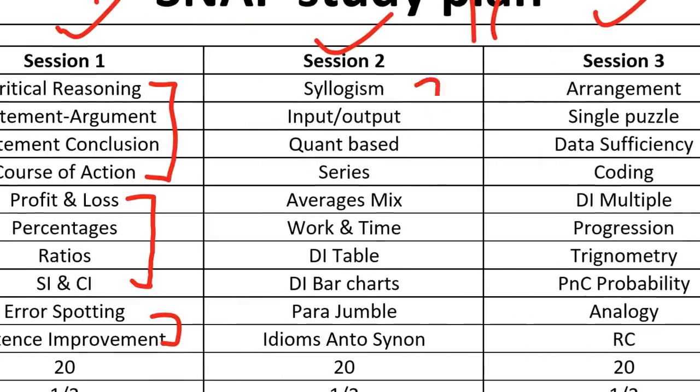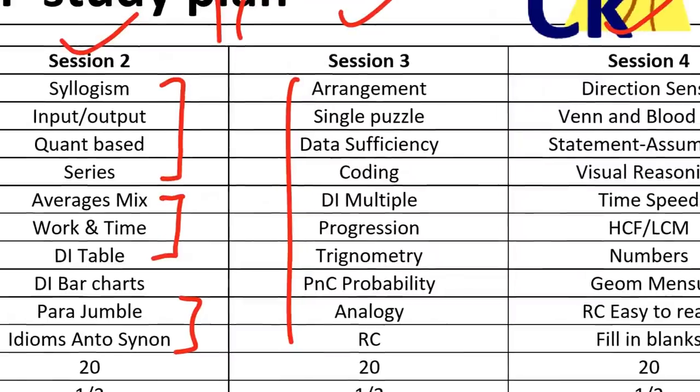Then we move to session 2, in which we'll go into a more detailed logic section: averages, mixtures, time and work, DI at level 2, and then parajumble, idioms, antonyms, synonyms at level 3. Then in the same way session 3, session 4.